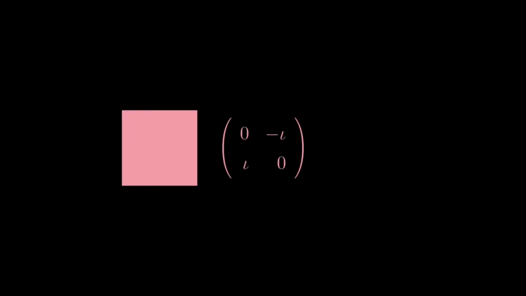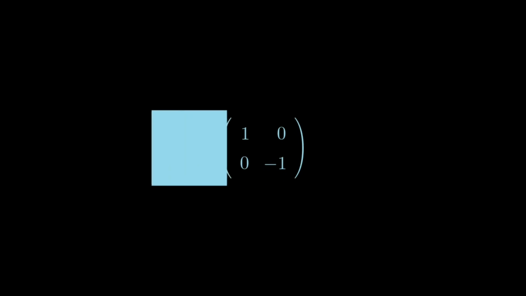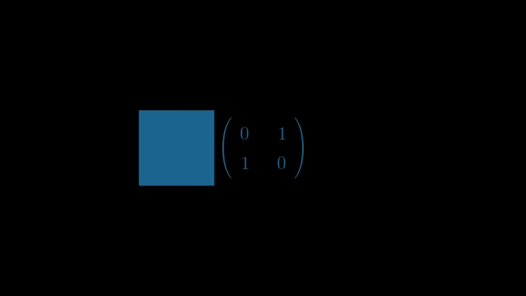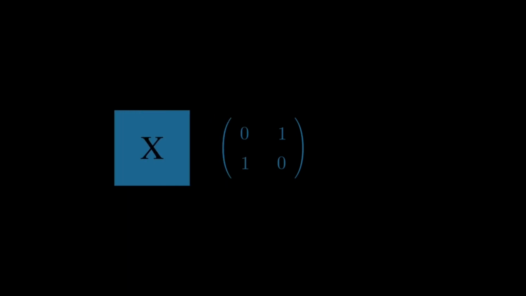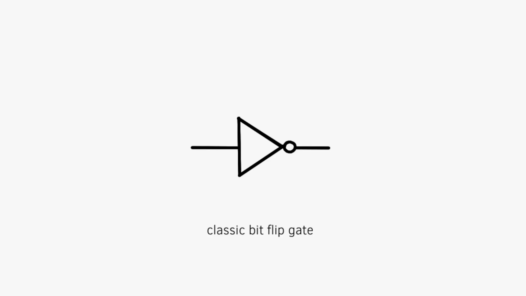The Y gate, for instance, contains imaginary elements. The Z gate contains a negative element. The X gate contains zeros and ones. We are going to look at the X gate in more detail. This gate is similar to the NOT gate we encountered earlier.